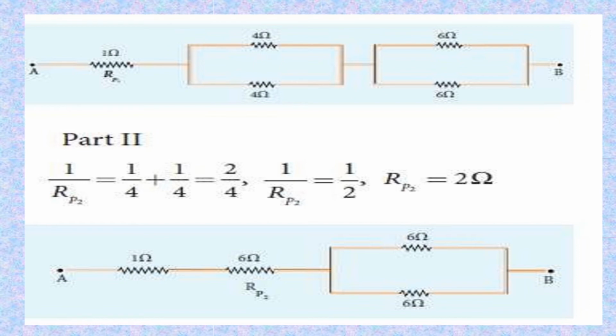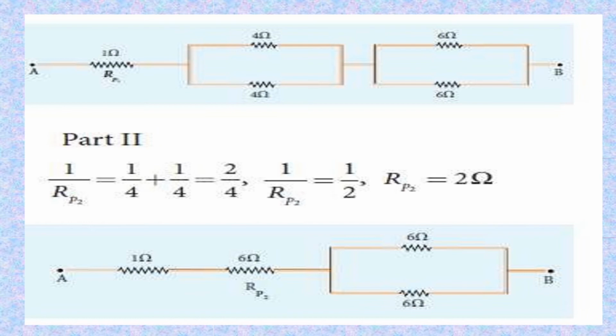Then in the second part, we will find out 1 over Rp2. The second part consists of 4 ohms and 4 ohms in parallel. You can see the first part we have written down as Rp1, that is the equivalent resistance, 1 ohm. Now we have to find the second equivalent resistance, and for that we will use again the same formula: 1 over Rp2 equals 1 over 4 plus 1 over 4. So Rp2 would be 2 ohms.